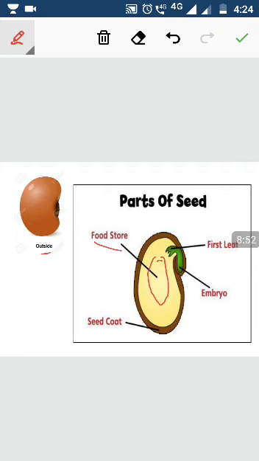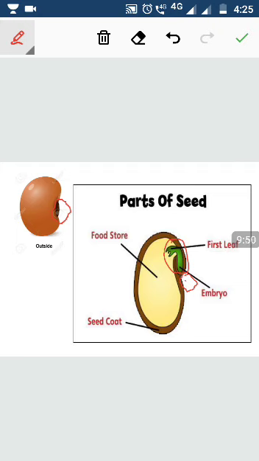This food store will supply food to the young plant. Inside the seed there is a young baby plant. This baby plant will get its food from the food store, the food already stored inside the seed, so that the baby plant can eat. Then this baby plant will get its water from the soil through a small pore. Here you can see a small pore in the seed.